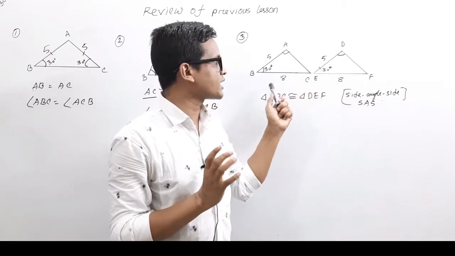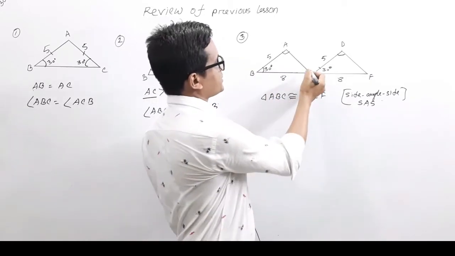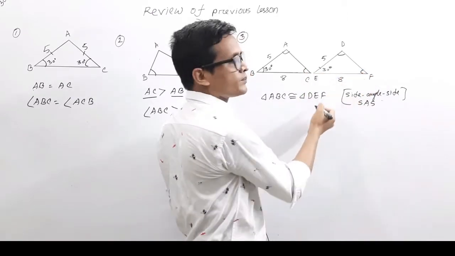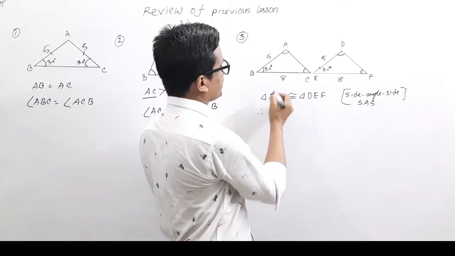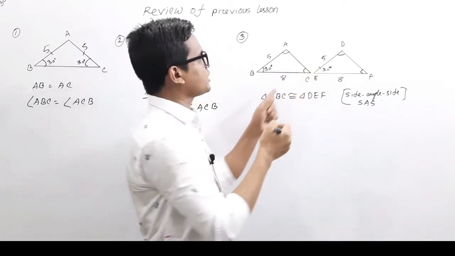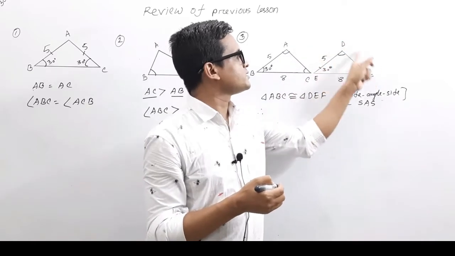If these two triangles are like this, then the corresponding angle of this one, that means this angle and this angle, will be equal. This side and this side will be equal. So if I write, therefore we can write here, I don't know the measurement of AE, AC and DF.